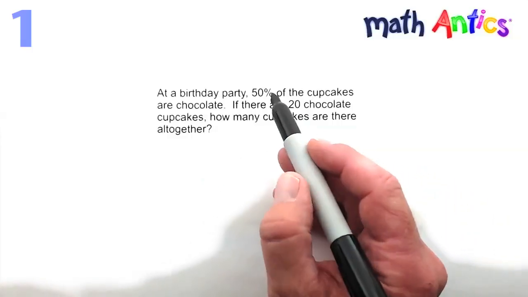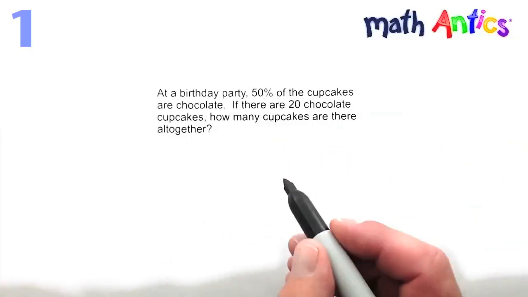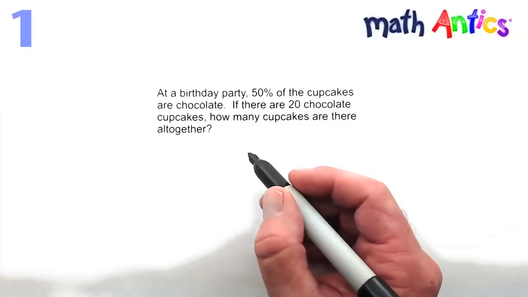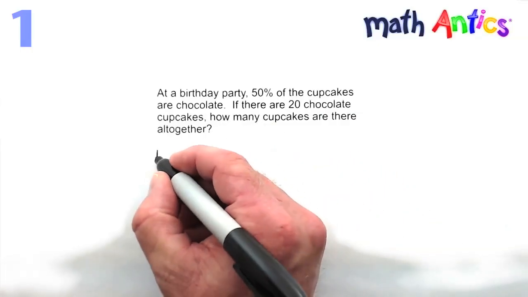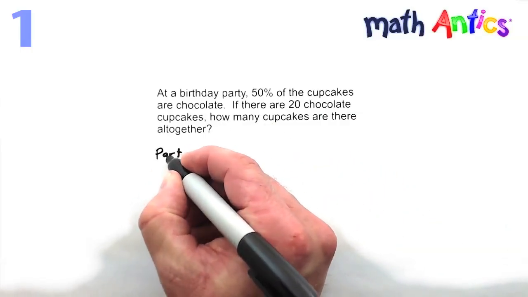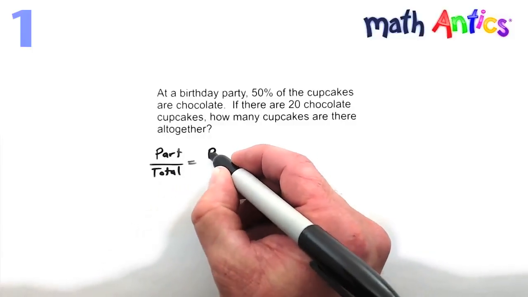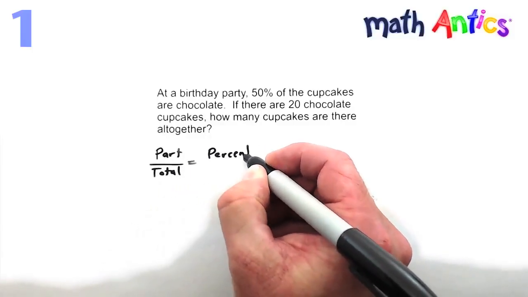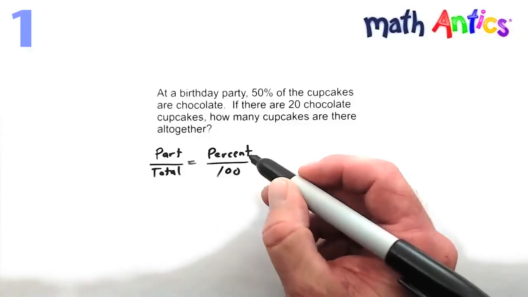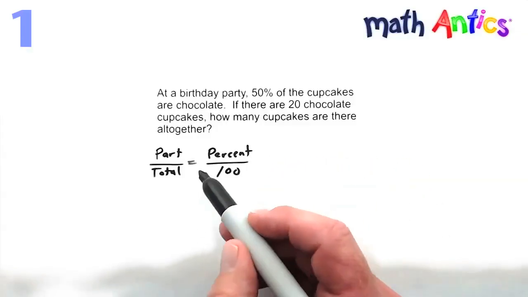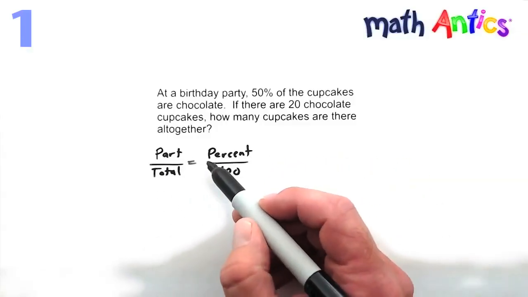Okay, so this is a percent problem. Here's our percent. And we know that percents take the form of an equivalent fraction. They have a part over a total, and that's equal to a percent over 100, because that's what percent means, a fraction over 100. So these are the three numbers that could be missing.